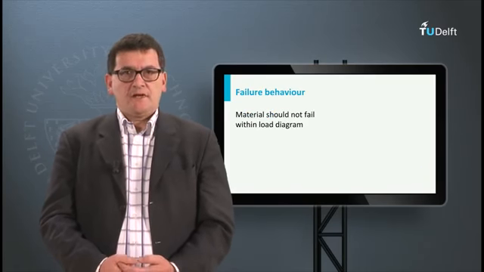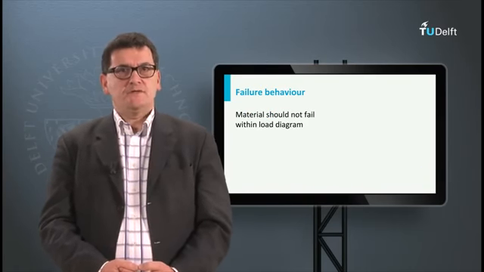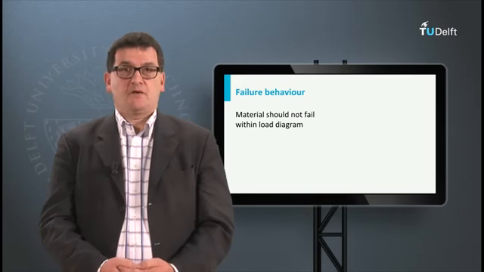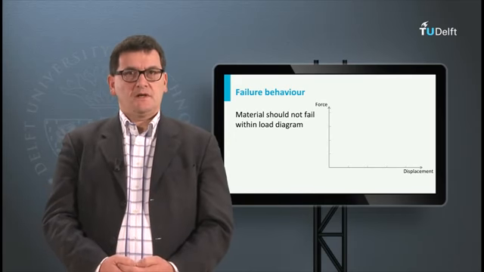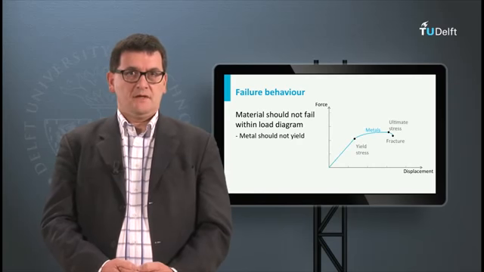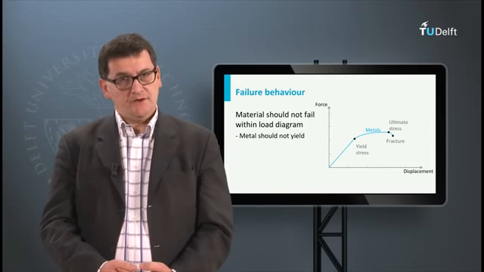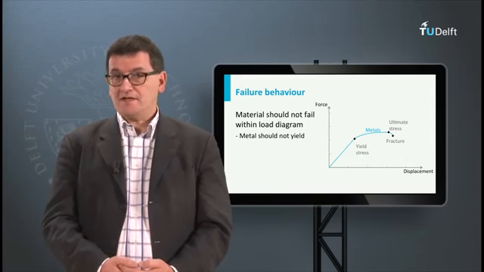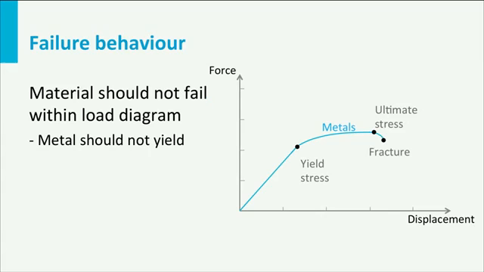The load diagram and the definitions can also be related to the different materials used in aircraft. If we look at the force displacement curve of a metal alloy, then we can see that the material shows elastic and plastic behavior. Up to the yield stress, the material behaves elastic and all deformations are reversible. Beyond the yield point, the material becomes plastic and the deformations are permanent, irreversible.